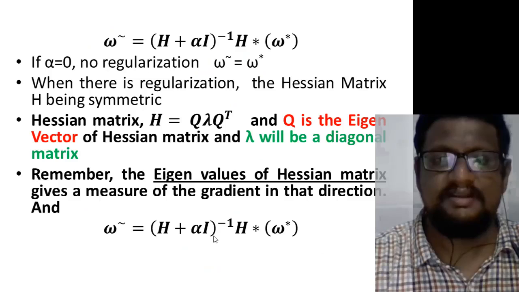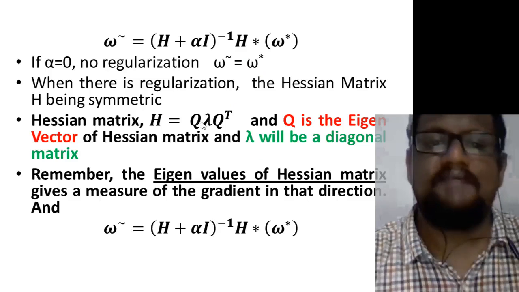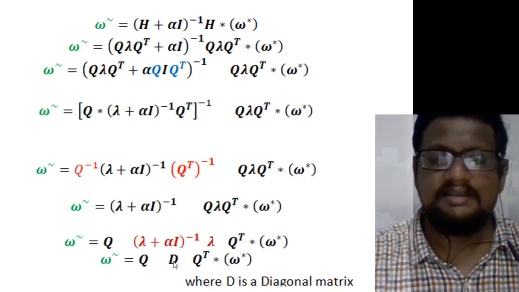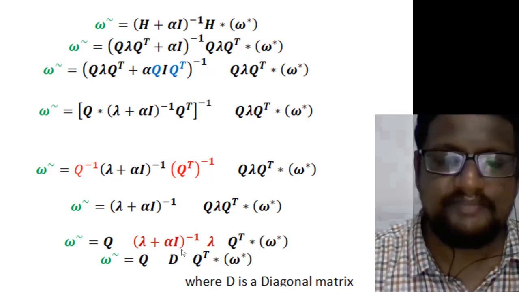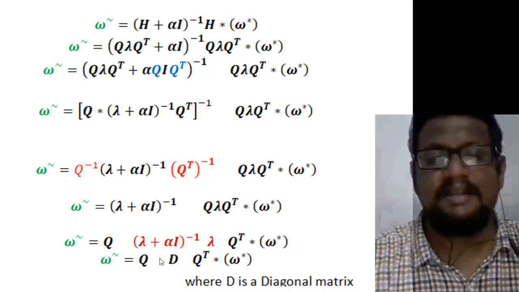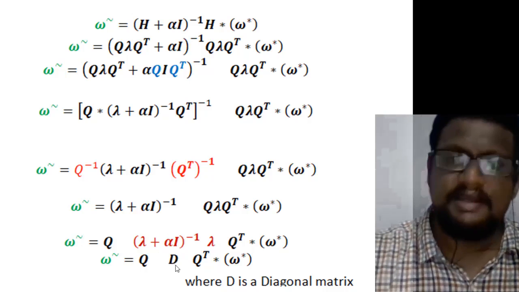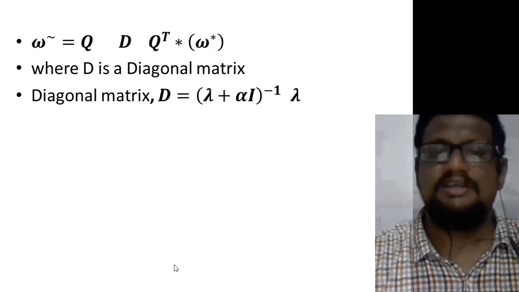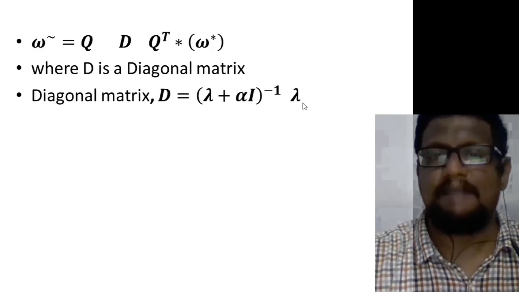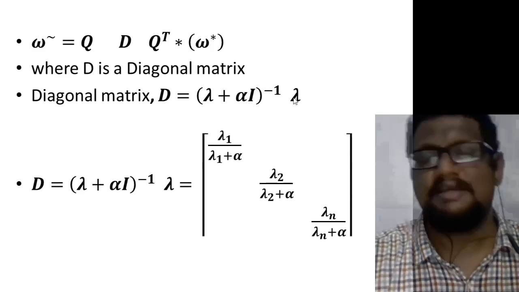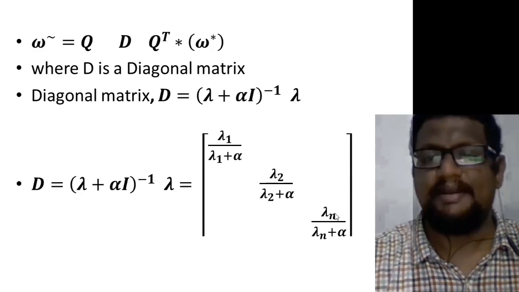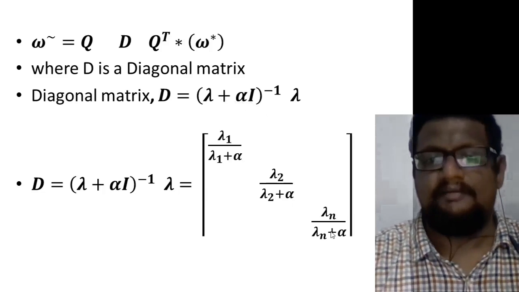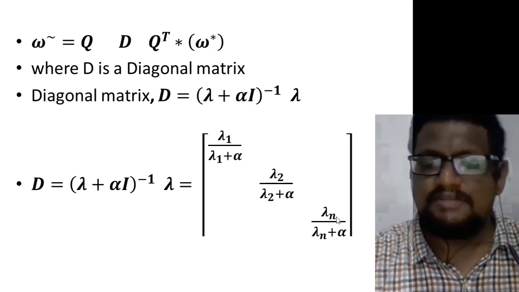Initially, in the last one, we had the eigenvector and the diagonal matrix lambda. So finally also we separate this Q and Q transpose, taking the diagonal matrix inside. The entire term involving lambda is a diagonal matrix. So simply we write that as D and call it the diagonal matrix. And how D looks is shown here. D is equal to lambda plus alpha I inverse into lambda. As per the last equation, lambda is there in the numerator, and in the denominator you have lambda plus alpha I, and we have up to n. So n is the dimension of the weight vector.